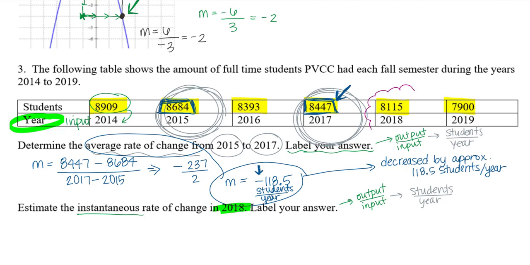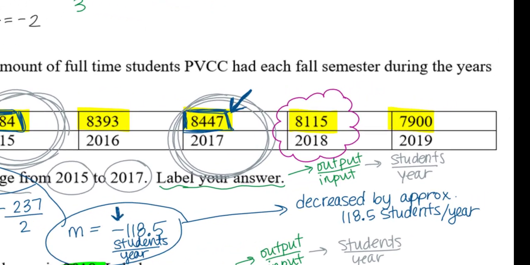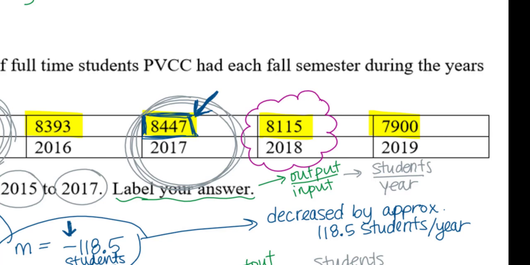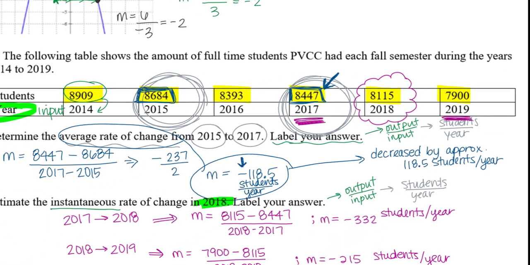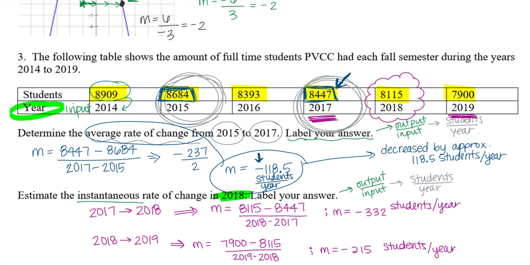So if I want to find the instantaneous rate of change surrounding 2018, I want to use the closest points or the interval that is closest to 2018 that I can. Well, the only data that I have to work with then is 2017 and 2019. So what I'm going to do is find the slope from 2017 to 2018, and I'm going to find the slope from 2018 to 2019. So go ahead and pause this video, do that now, and let's compare our slopes. All right, go ahead and unpause that video.